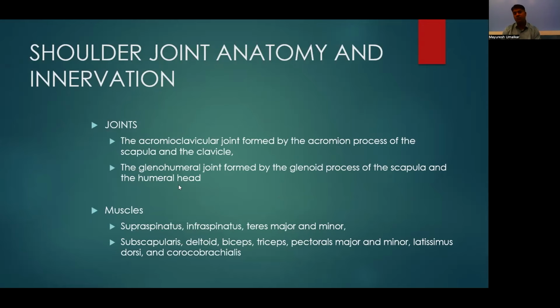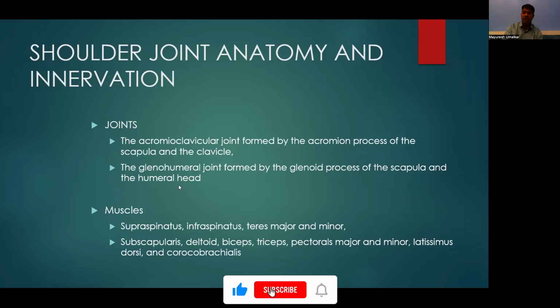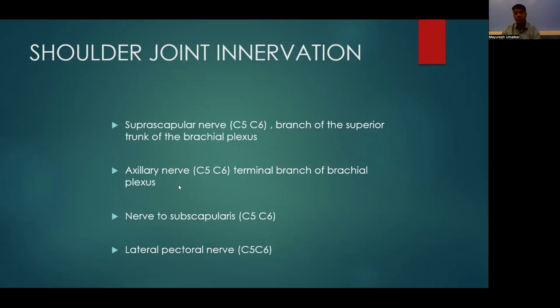The shoulder joint is formed by two joints, that is the acromioclavicular joint and the glenohumeral joint. The muscles which are attached to these joints are supraspinatus, infraspinatus, teres major and minor, subscapularis, deltoid, biceps, triceps, pectoralis major and minor, latissimus dorsi, and coracobrachialis. So basically, the shoulder joint has a vast innervation from C3 to almost T2.